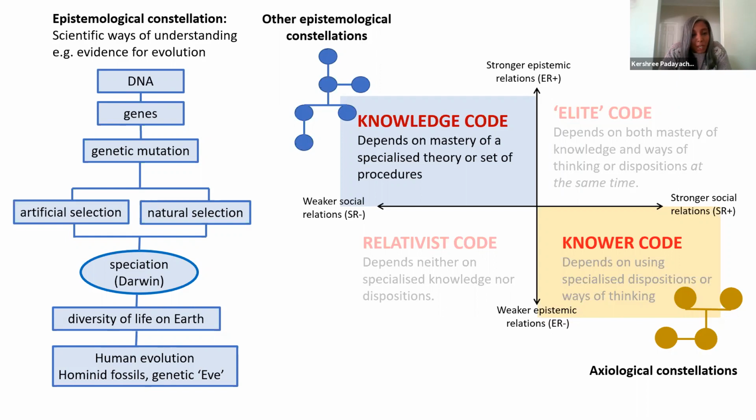The issue comes in when we get to the point of dealing with human evolution. And that's where we tend to get other epistemological constellations coming in, as well as axiological constellations based on who the students are and their backgrounds and their views on biodiversity, and particularly on how humans came to be on Earth. Lee, we can go to the next slide.